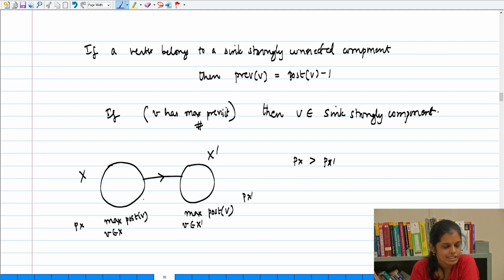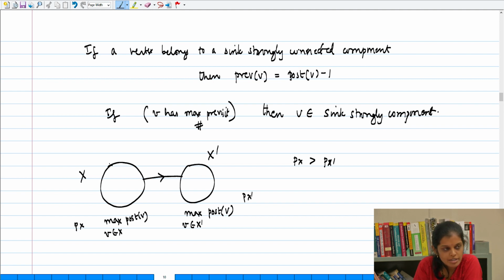Okay, so now first let's ask, is this true? So what can happen during the DFS exploration? Maybe we chose some vertex inside this component, right? In which case we have given pre-visit and post-visit numbers to all the vertices in x prime, and therefore clearly if we chose vertices in x later, then the max post-visit number is going to be larger here than this, right?